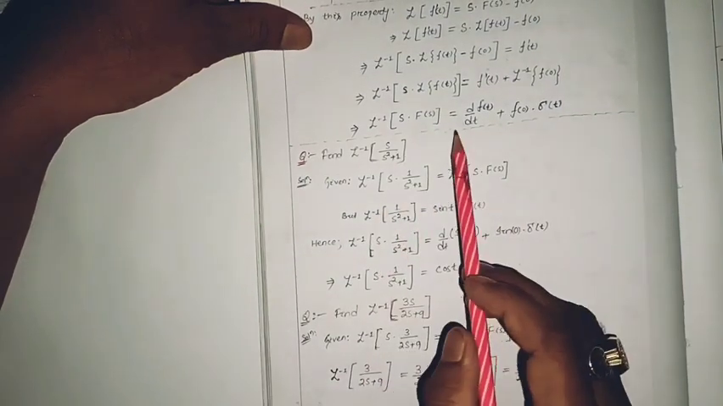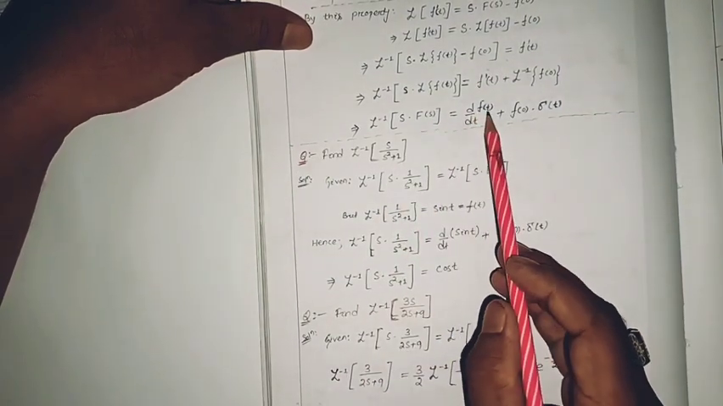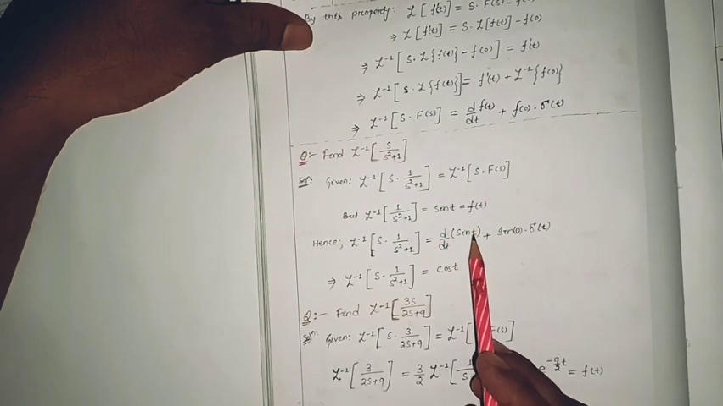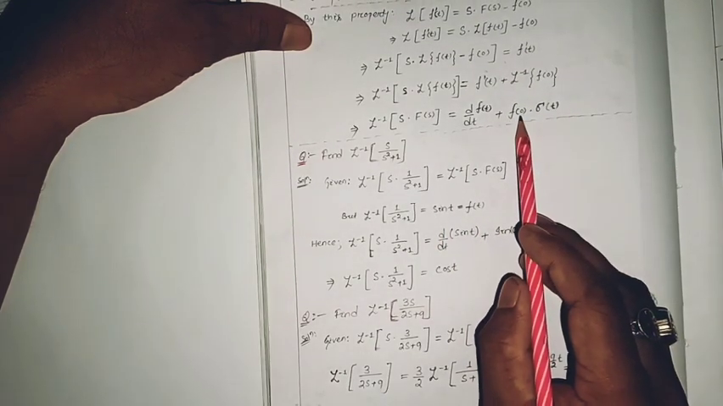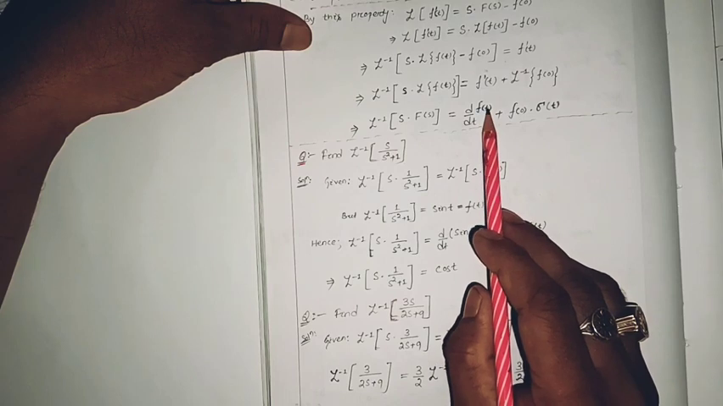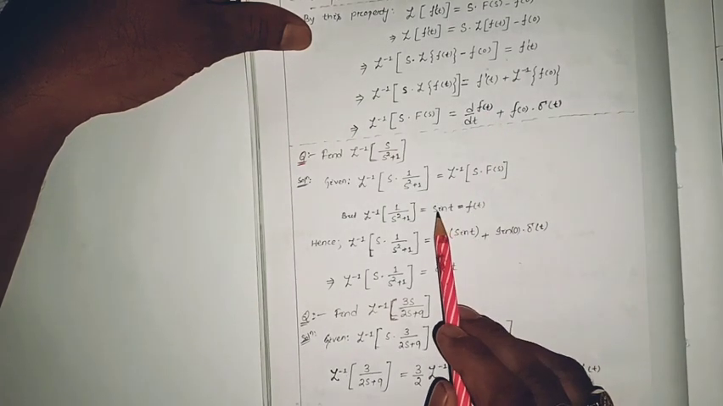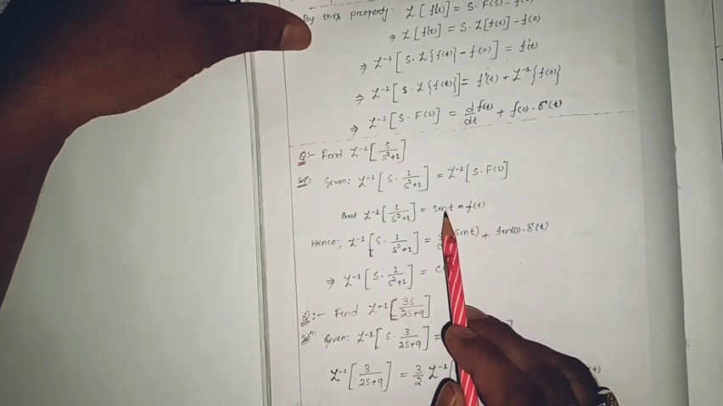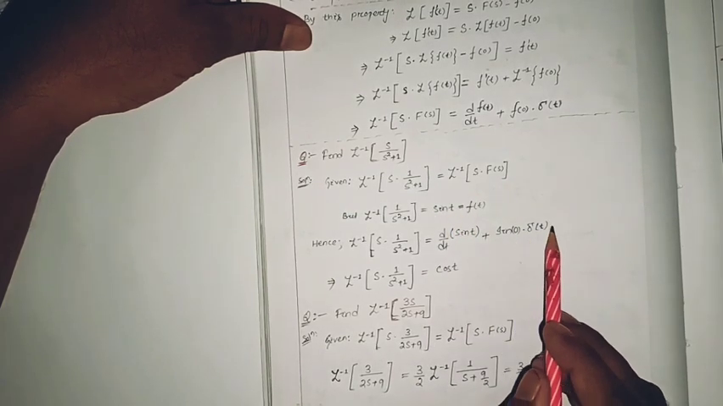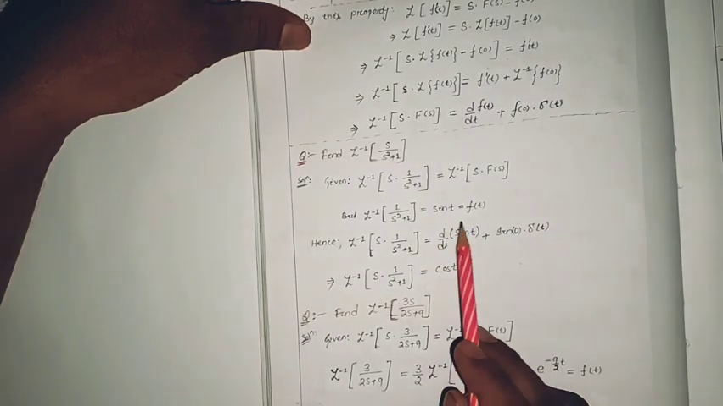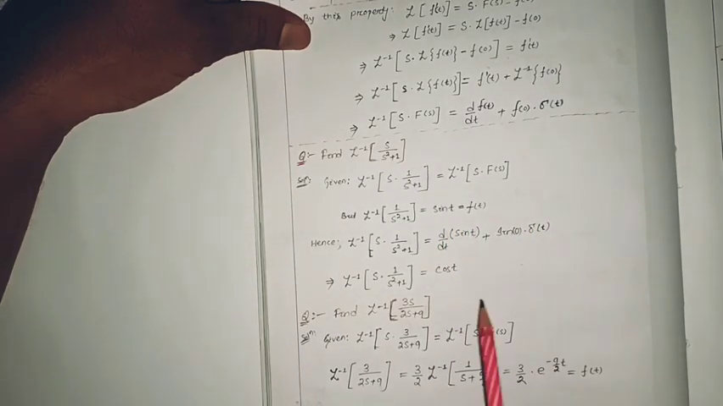If it is so, then the answer will be d by dt of f of t. Here f of t is sin t, so d by dt of sin t, then plus f of 0. F of 0 means f of t for t equal to 0. So f of t equals sin t, and if t equals 0, we have sin 0 into delta t. Sin 0 itself is 0, so this term will be 0. If I take the derivative with respect to t, sin t becomes cos t.